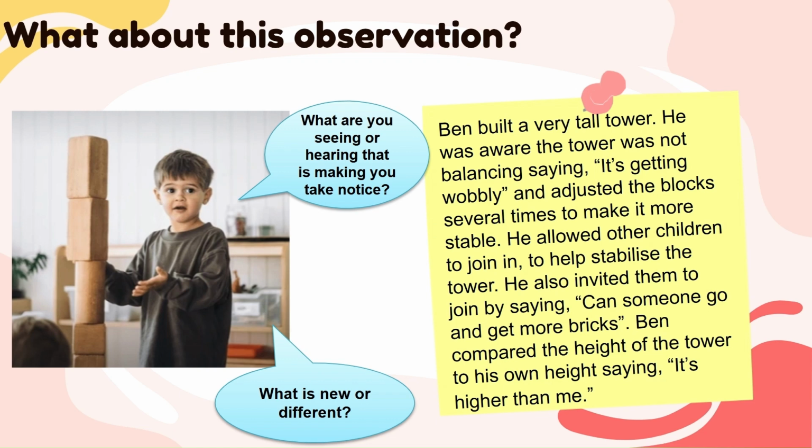Ben built a very tall tower. He was aware the tower was not balancing, saying, "It's getting wobbly," and adjusting the blocks several times to make it more stable. He allowed other children to join in to help stabilise the tower. He also invited them to join by saying, "Can someone go get some more bricks?" Ben compared the height of the tower to his own height, saying, "It's higher than me."